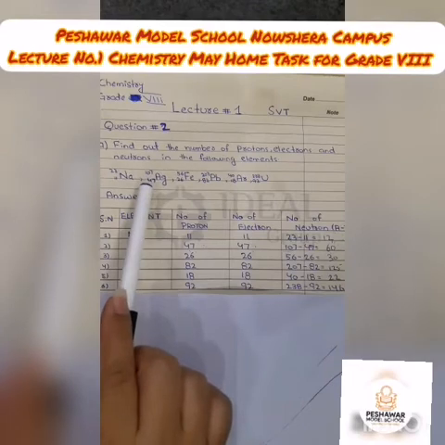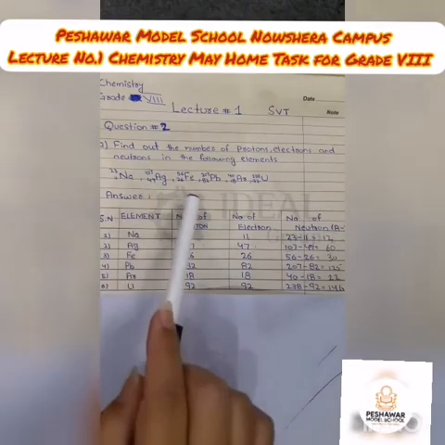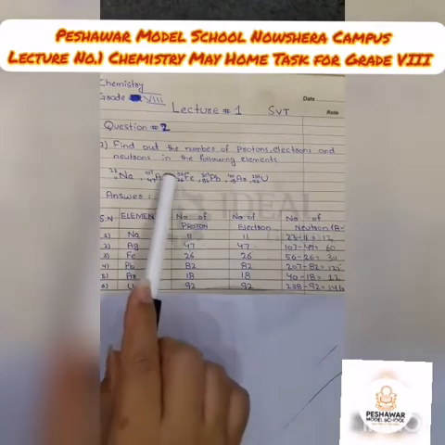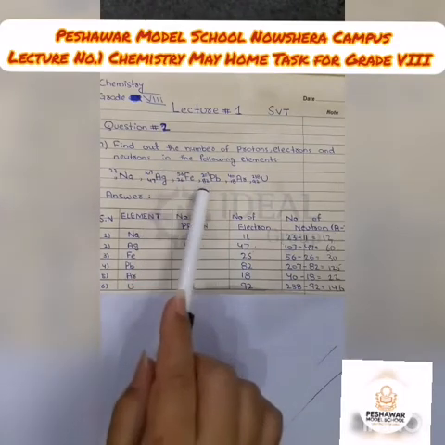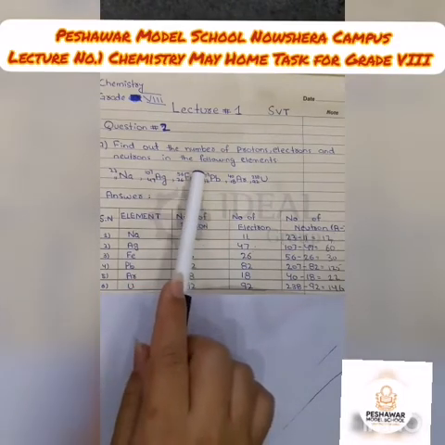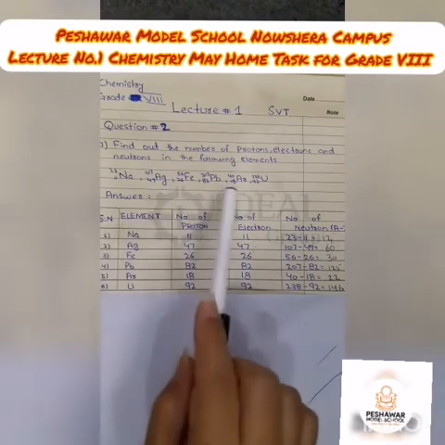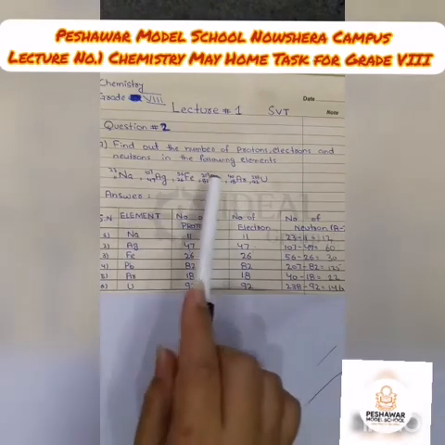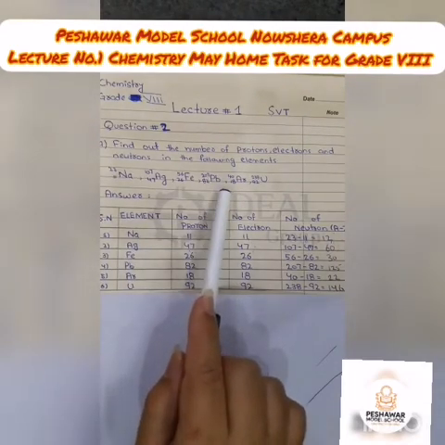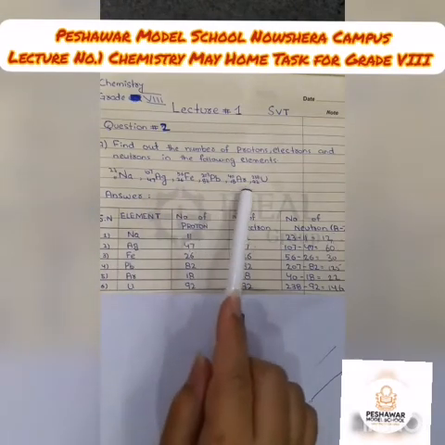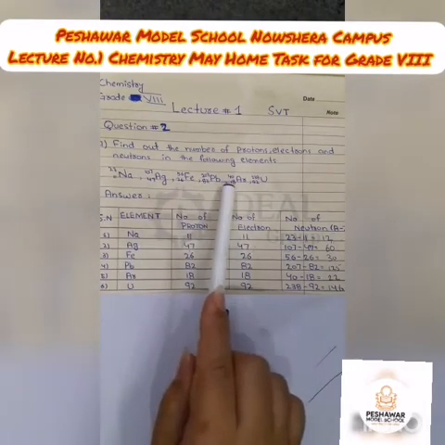Silver atomic number is 47 and mass number is 107. Iron atomic number is 26 and mass number is 56. Lead atomic number is 82 and mass number is 207. Argon atomic number is 18 and mass number is 40.